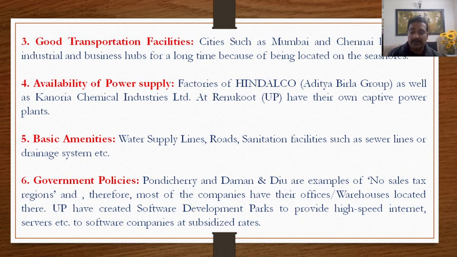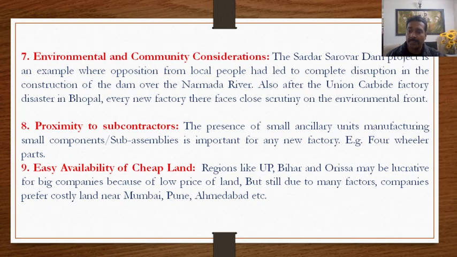And the sixth factor is government policies, for example Pondicherry and Daman and Diu are examples of no sales tax regions, and therefore most of the companies have their offices and warehouses located there. UP has also created software development parks to provide high-speed internet, servers, etc. to the software companies at subsidized rates.